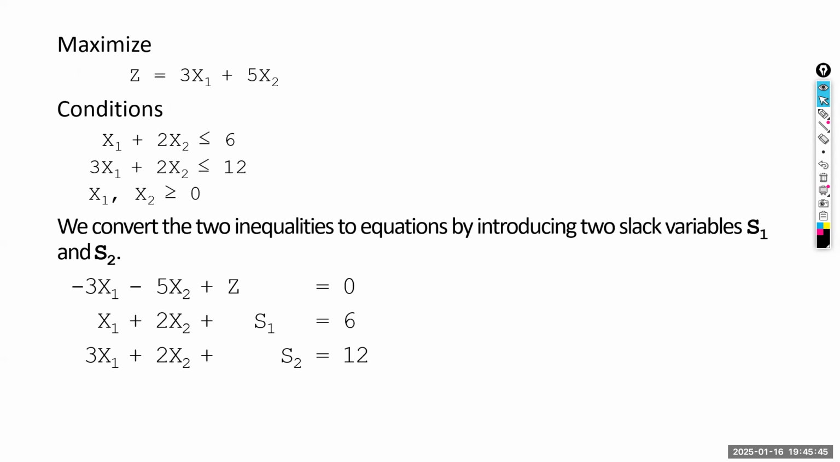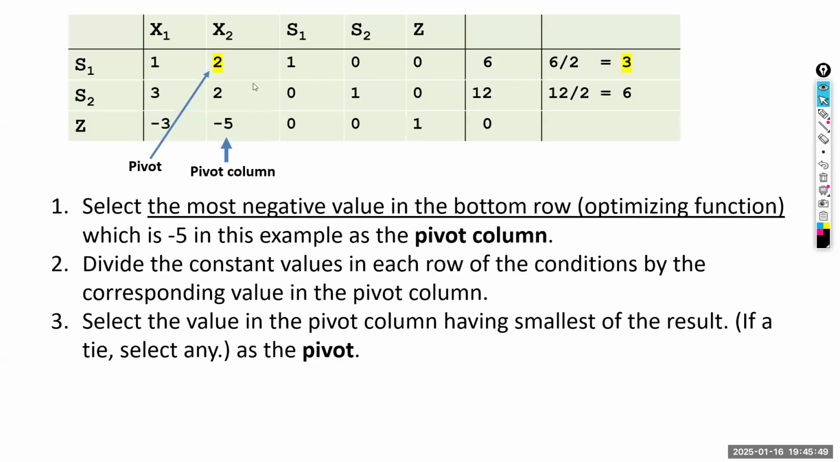And now you want to convert this into a table. So this is the table. Then you need to find which one has the most negative value. Now this one is easy because we have only 2 negative values. So that means you need only 2 iterations. Then divide your values by these coefficients. 6 divided by 2 is 3. 12 divided by 2 is 6. So the smaller value is 3. So therefore this is your pivot.